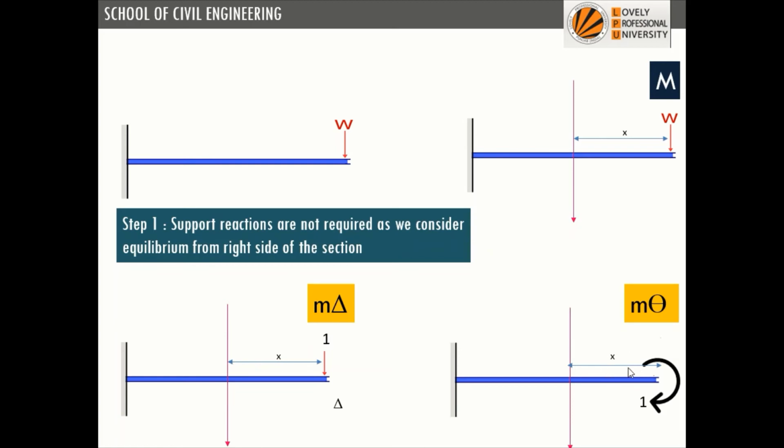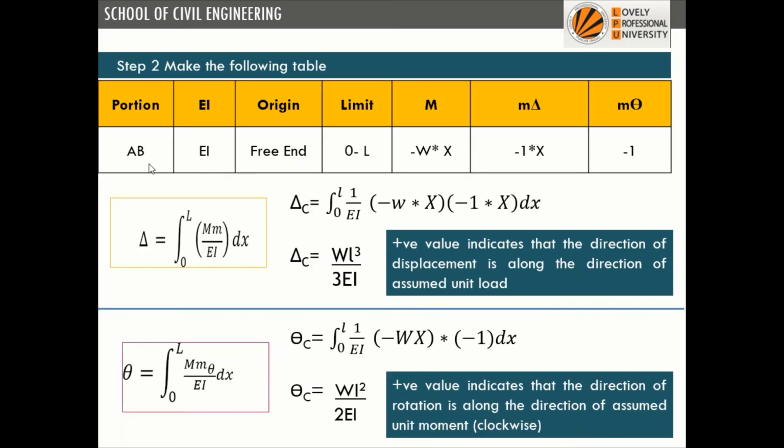But what about this? This is already a moment, so you don't have to calculate it. Either you will add this moment or you will subtract this moment. So this is a hogging moment, so we'll simply write -1. How many portions are there? Only one portion is there, AB. Origin will be at the free end, limit will be from length 0 to L.